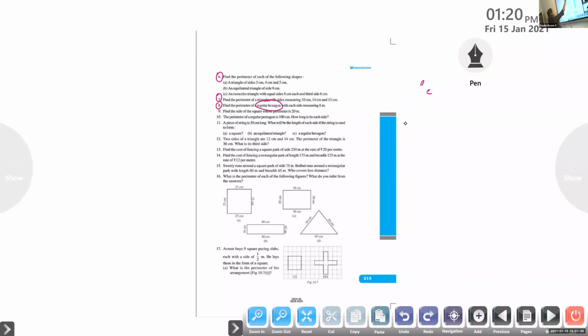The 8th question is over. Now we'll move to the 9th question: find the side of a square whose perimeter is 20 meters. That you have to write. Questions 6, 7, and 8 are homework, so no need of writing them now. The 9th question we are writing now. Write it in the notes.